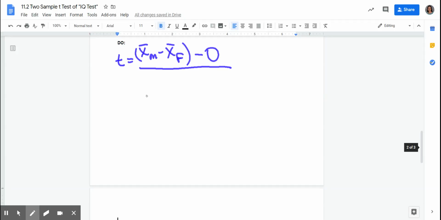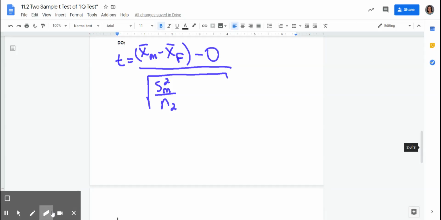And then the square root of, and this again goes all the way back to our chapter 6 in combining these values, since we are not able to add standard deviations, but we add variances, and then we can square root to get back to standard deviation. So S squared for the males, which is the variance of the sample for the males divided by that sample size. And then same thing for the females.